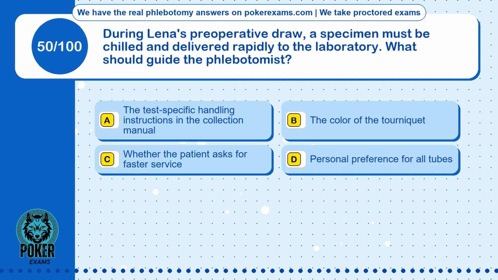Question 50. During Lena's preoperative draw, a specimen must be chilled and delivered rapidly to the laboratory. What should guide the phlebotomist? Option A. The test-specific handling instructions in the collection manual. Option B. The color of the tourniquet. Option C. Whether the patient asks for faster service. Option D, personal preference for all tubes.